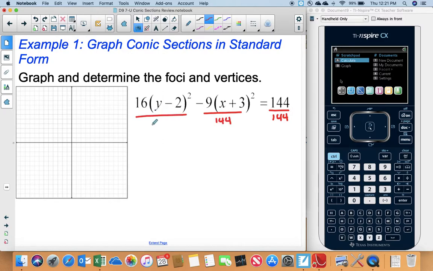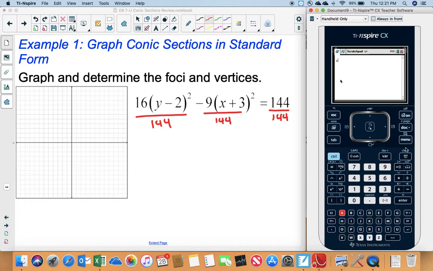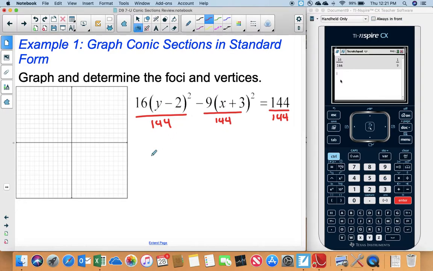So I'll divide all this. And you get to go in the calculator if you're not sure what this value is, and you can find out that 16 divided by 144 is going to be 1 over 9, like that. And so this means that this value can reduce to y minus 2 squared over 9 minus x plus 3 squared over 16. And all this would equal 1.